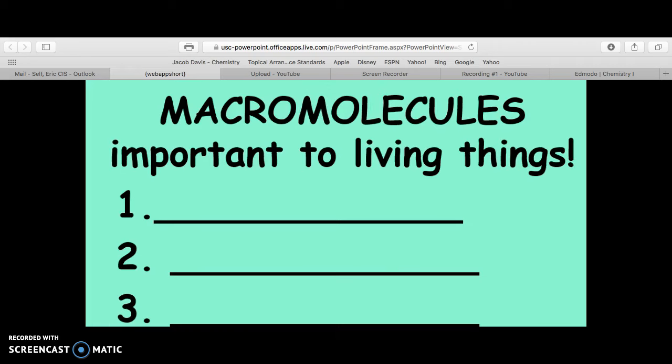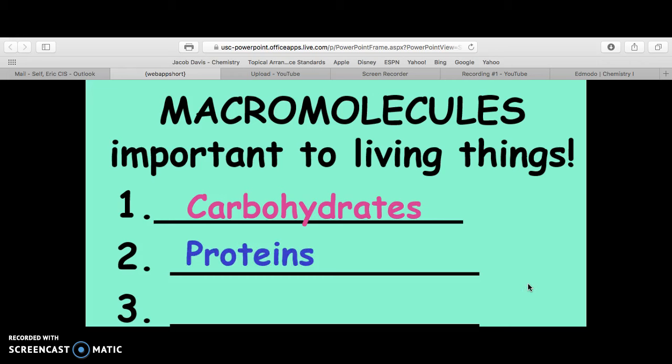So macromolecules, they're important to living things. Yesterday we discussed four main categories. The first one we were talking about were carbohydrates. We noted that they were sugars, that you could have many different types. We talked about breads. We talked about pastas, starches, all of those, how they turn to sugars. And we'll look closer at those as we go through today.